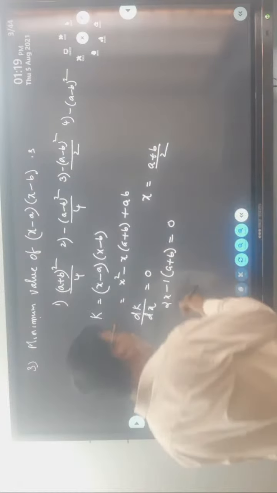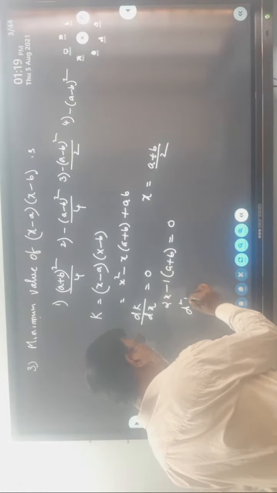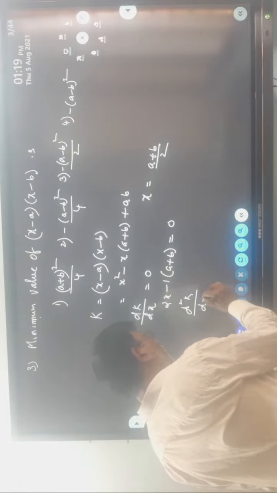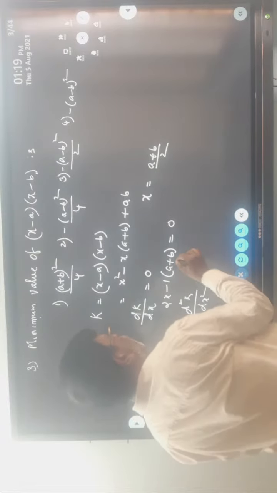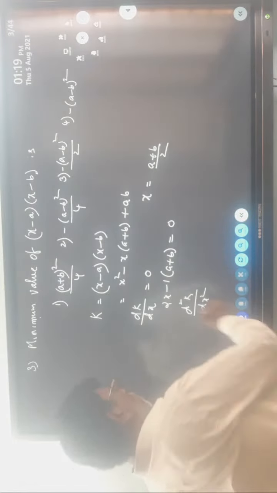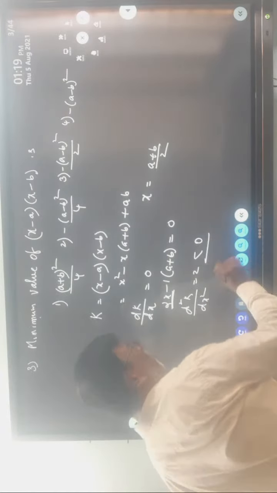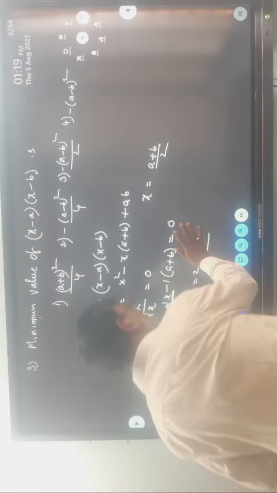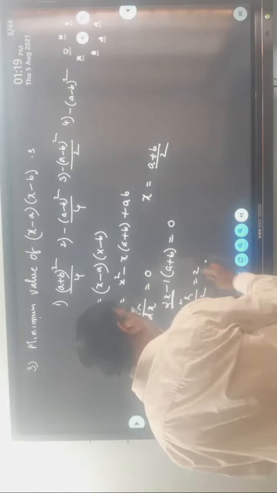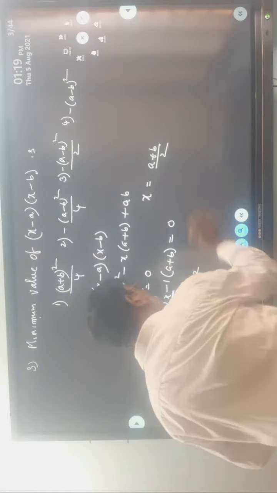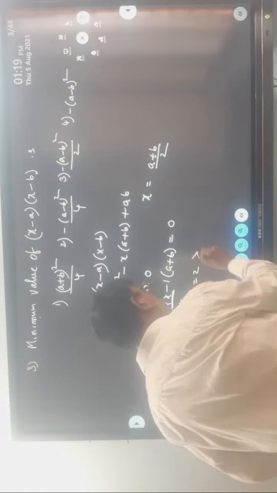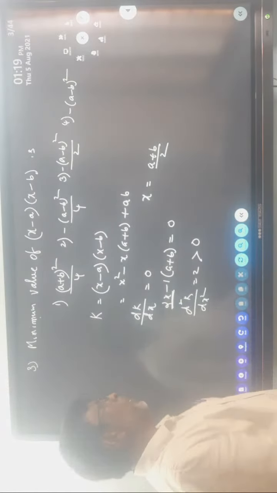So the second derivative, if you take that, d square k by dx square, is the derivative of this one again. So write this one: 2x derivative, 2, that is greater than 0. Automatically we have it like this. So greater than 0 means it has a minimum value.